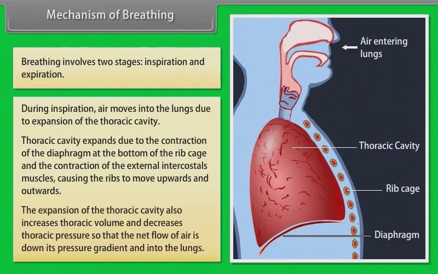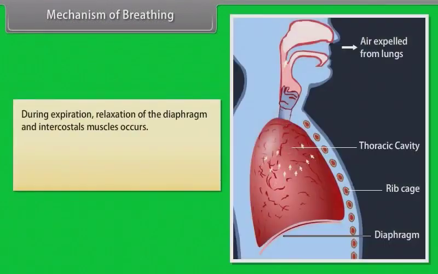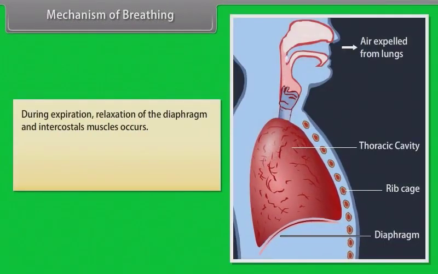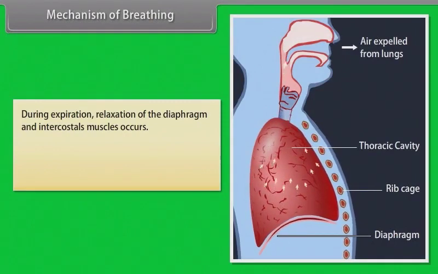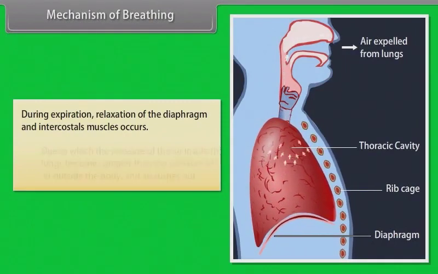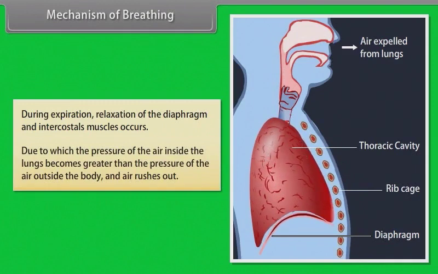The expansion of the thoracic cavity also increases thoracic volume and decreases thoracic pressure, so that the net flow of air is down its pressure gradient and into the lungs. During expiration, relaxation of the diaphragm and intercostal muscles occurs, due to which the pressure of the air inside the lungs becomes greater than the pressure of the air outside the body and air rushes out.